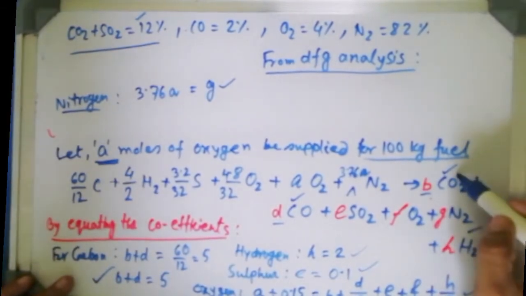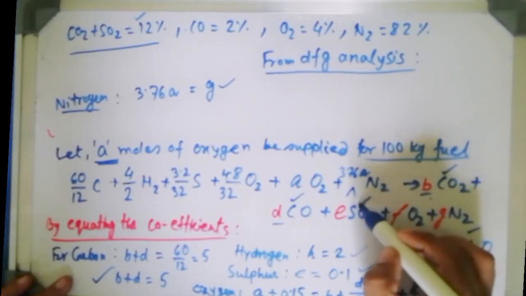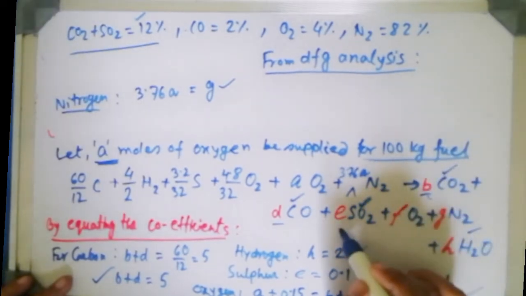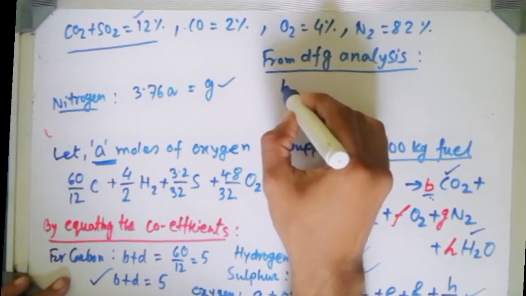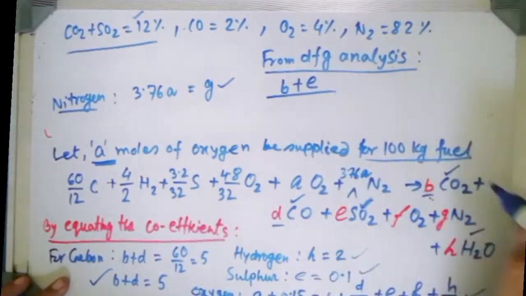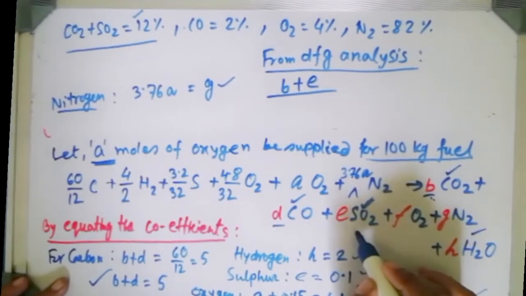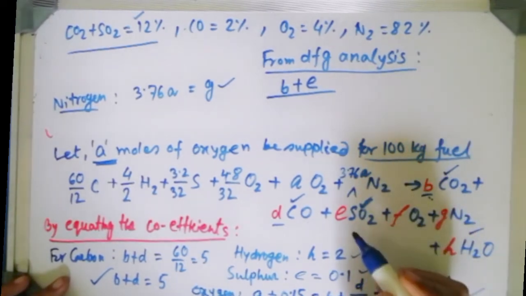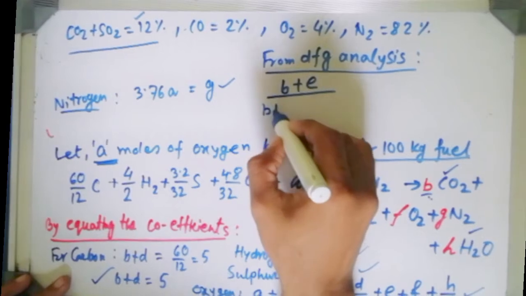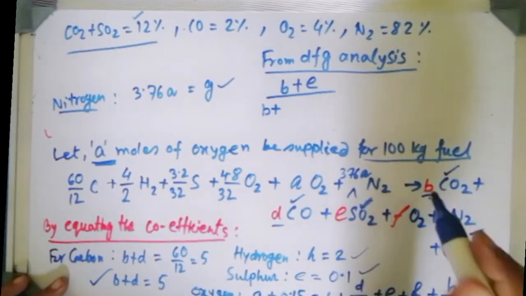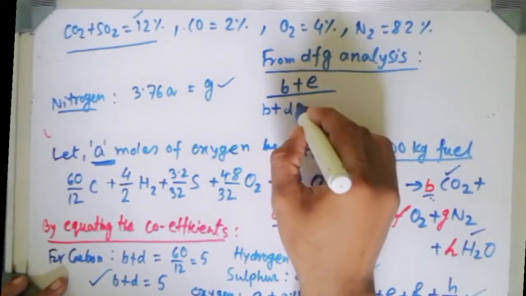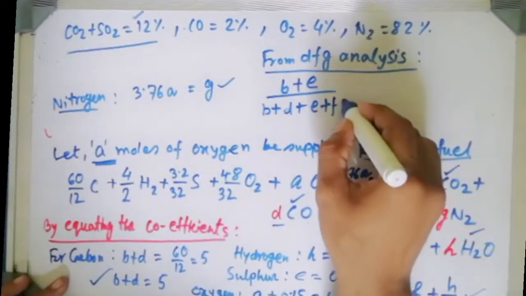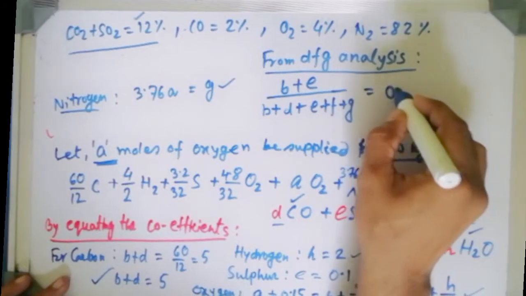So I can write like this, check it out, B plus E, that is the number of mole of CO2 and SO2. Okay, and if we convert in 1 kg of fuel, so divided by, I am taking the dry flue gas only, B plus D plus E plus F plus G, and it will be equal with 0.12. Check what I have done. I have done nothing special. I am considering this CO2 plus SO2 percentage, it is given 12%. It is given in the data.